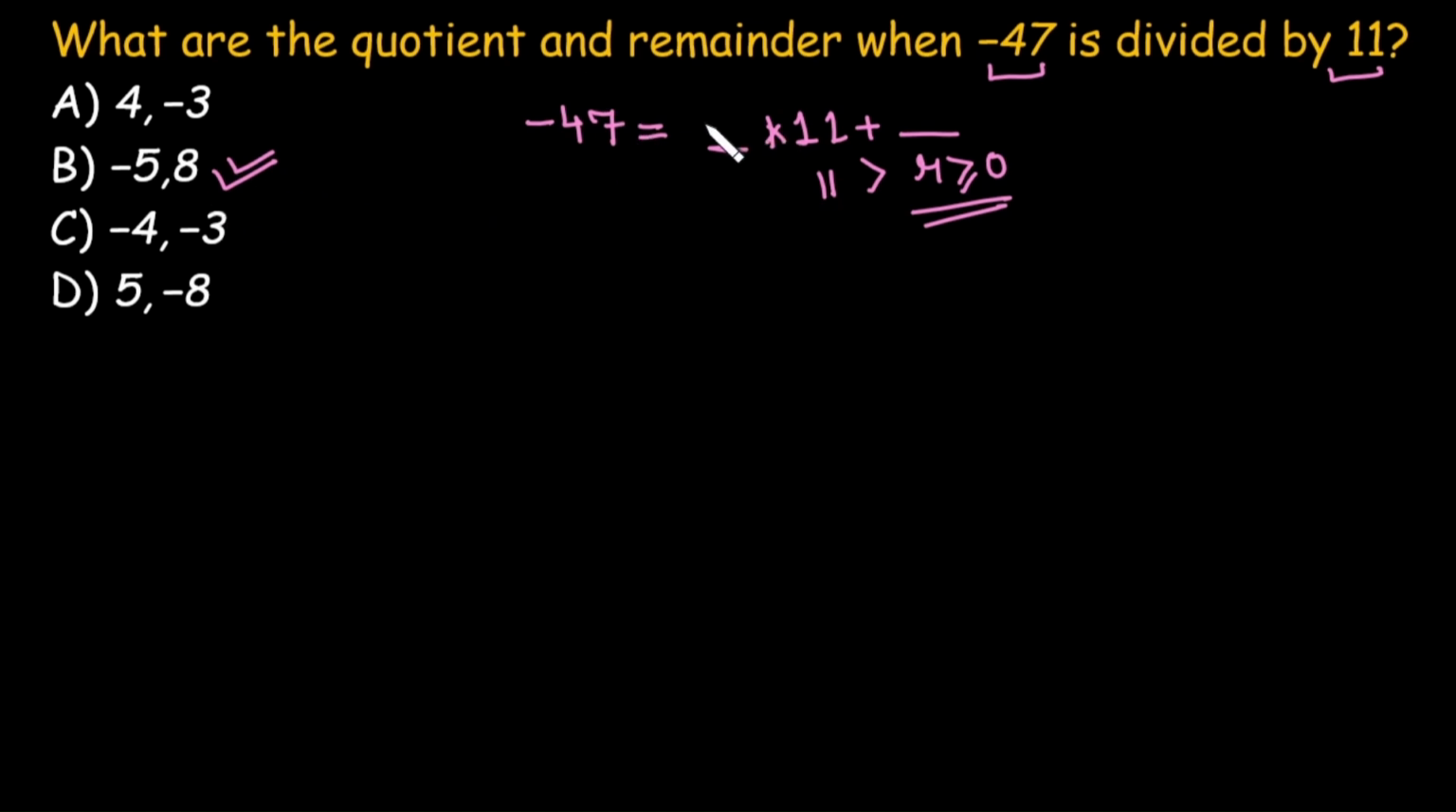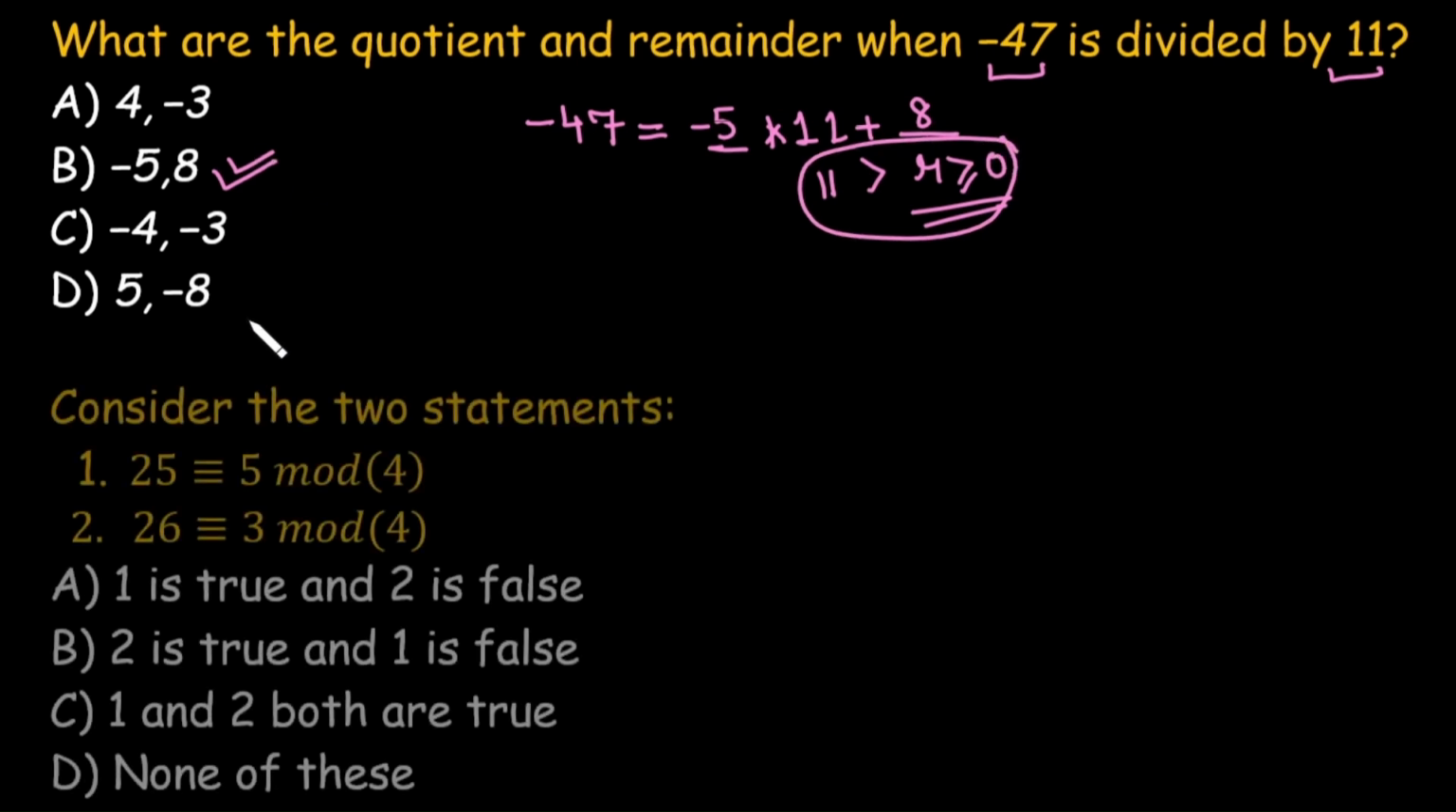You can verify this: whether minus 5 into 11 plus 8 is equal to minus 47. Yes. So in this case, the key point is you need to remember the remainder is always greater than or equal to 0. It cannot be negative.